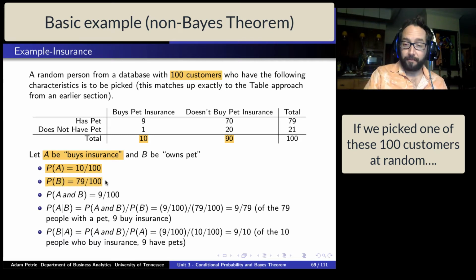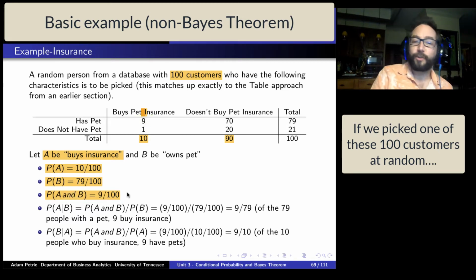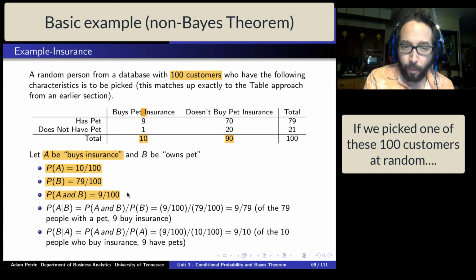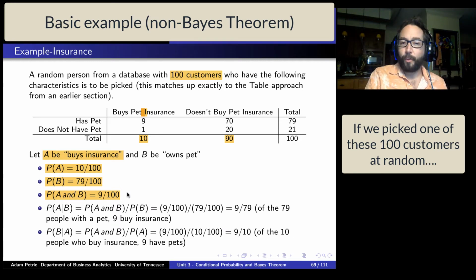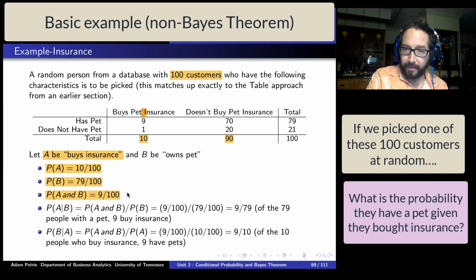What's the probability of both? That this randomly picked customer will have bought pet insurance and also owns a pet? Well, there's 9 that have both these properties in common. So 9 out of the 100 gives us 9%. Okay, so what about some conditional probabilities here? One thing I might want to know is, well, what's the probability that a customer has a pet given that they have bought pet insurance?